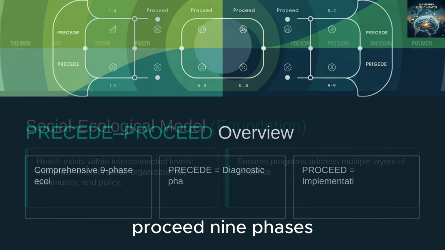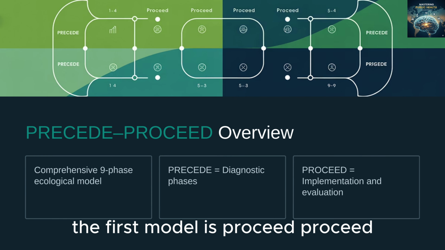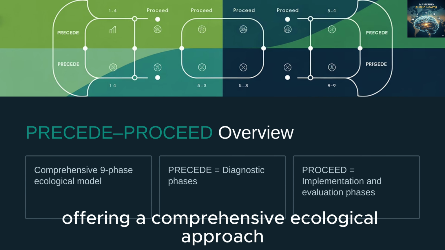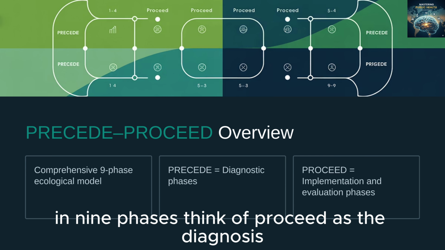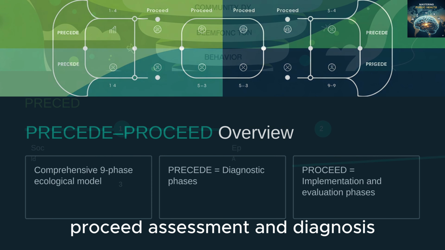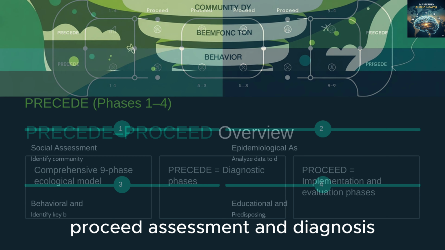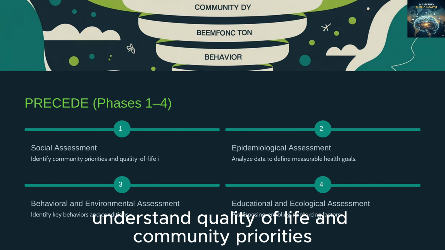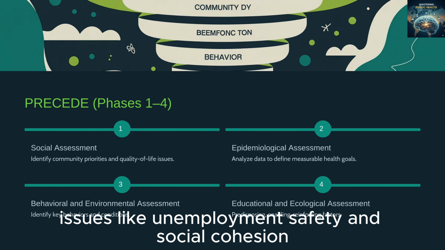Section 2. PRECEDE-PROCEED, 9 phases. The first model is PRECEDE-PROCEED, the most widely used, offering a comprehensive ecological approach in 9 phases. Think of PRECEDE as the diagnosis and PROCEED as the treatment and testing. PRECEDE, assessment and diagnosis. Phase 1, social assessment. Understand quality of life and community priorities, issues like unemployment, safety, and social cohesion.